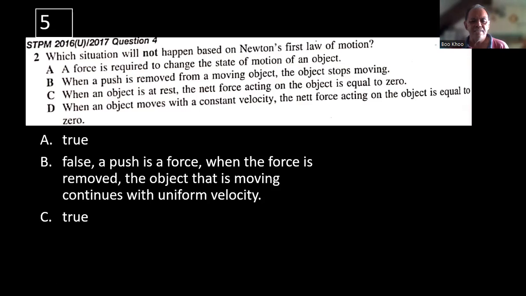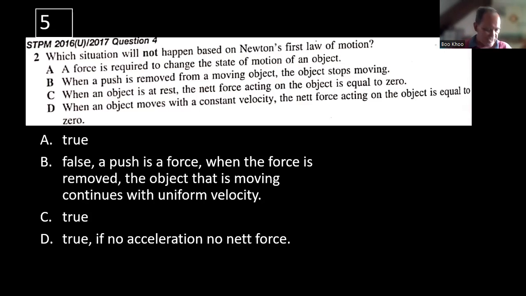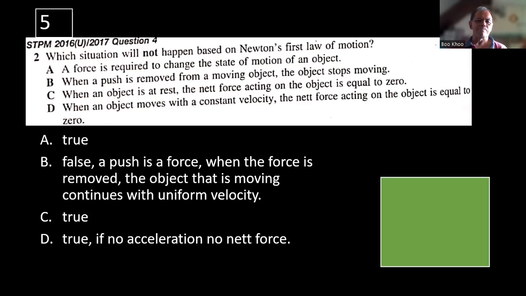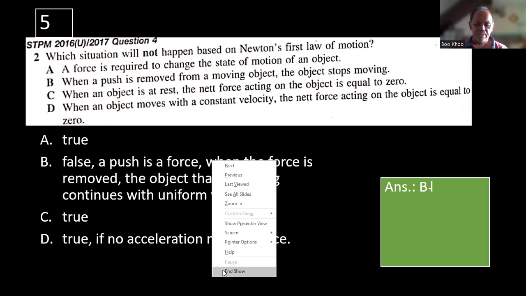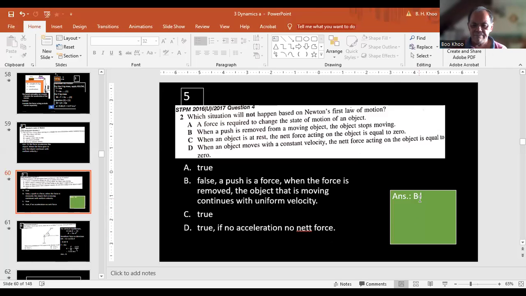An object at rest, the net force acting on the object is 0. True. No resultant force, no net force. When an object moves with constant velocity, the net force acting on the object is equal to 0. True. No acceleration, no net force. The answer is B. Sorry, you want the wrong one. The wrong one is C.